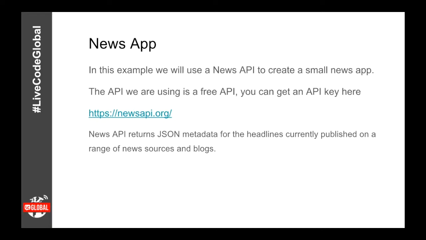The API we are using is a free API, and you can get an API key at the link. And it returns JSON metadata for the headlines currently published on a range of news sources and blogs. So if you want to recreate this yourself, you'll just need to go and sign up for an API key that you can then use in the stack.